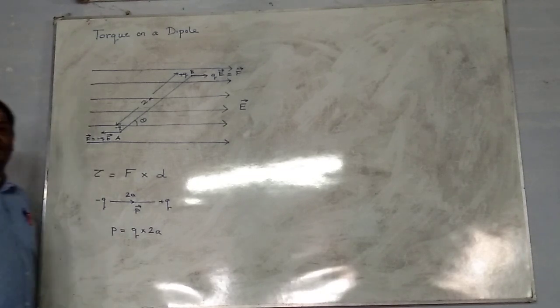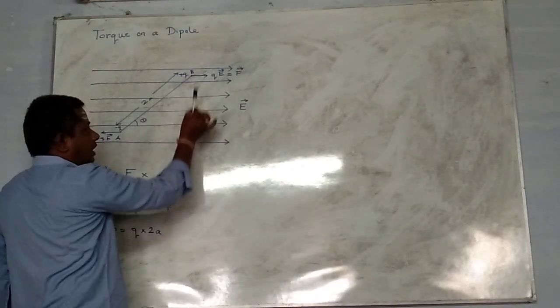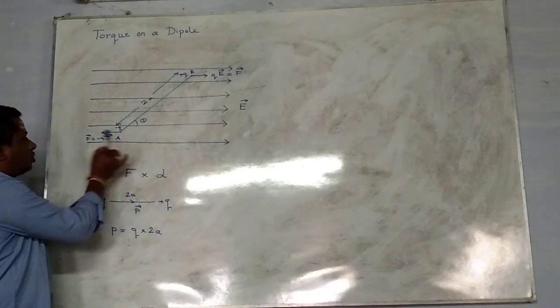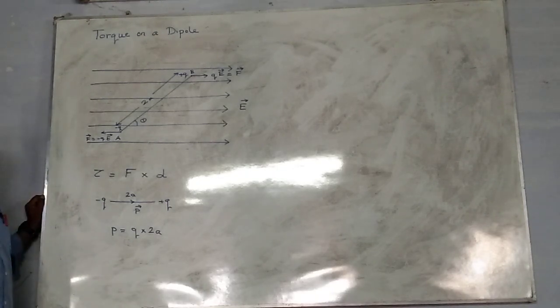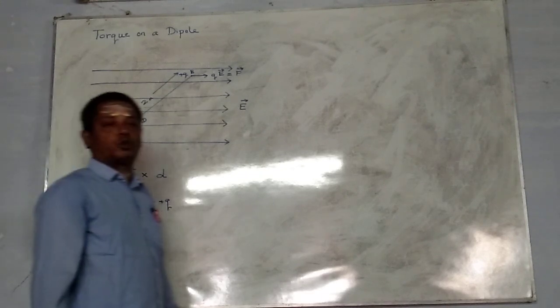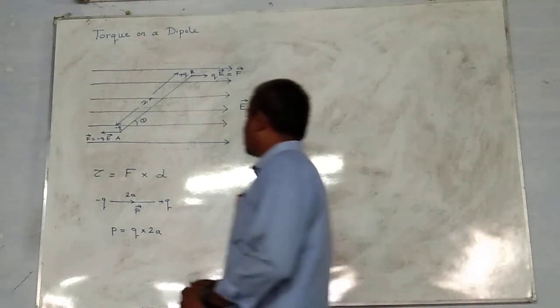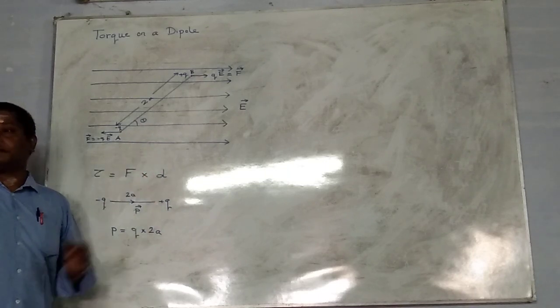But the directions of the forces are exactly opposite. Plus Q charge experiences a force in the direction of electric field. Minus Q charge experiences a force in a direction opposite to the electric field. So these two forces are equal in magnitude and opposite in direction. Two equal and opposite forces whose lines of action do not coincide constitute a couple in mechanics.